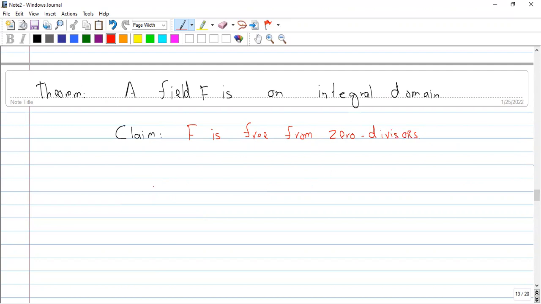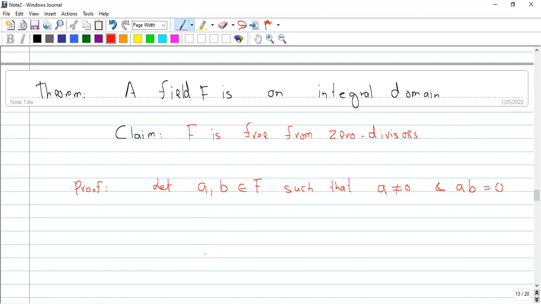So for this purpose, if I want to show that something has no zero divisors, I will take two arbitrary elements such that their product is equal to 0, and I will show that at least one element should be equal to 0. So in the proof, let A and B be elements in F such that A is not equal to 0 and AB is equal to 0.